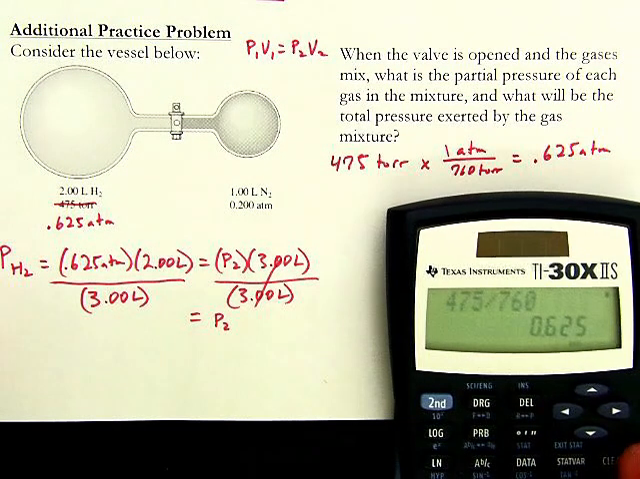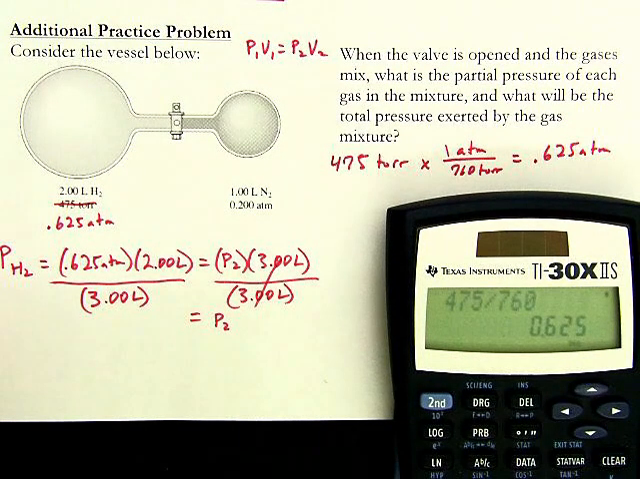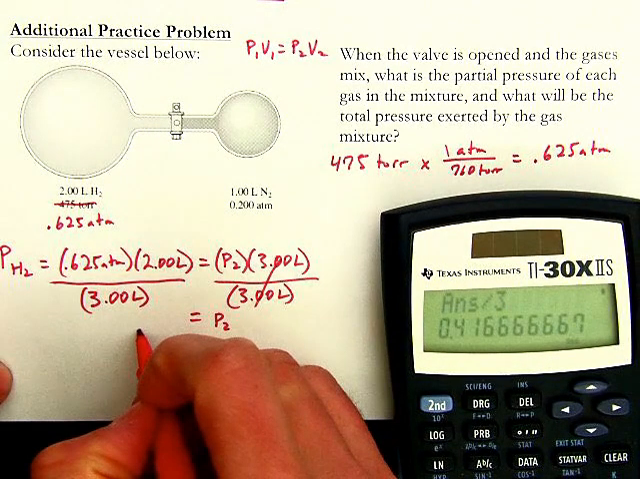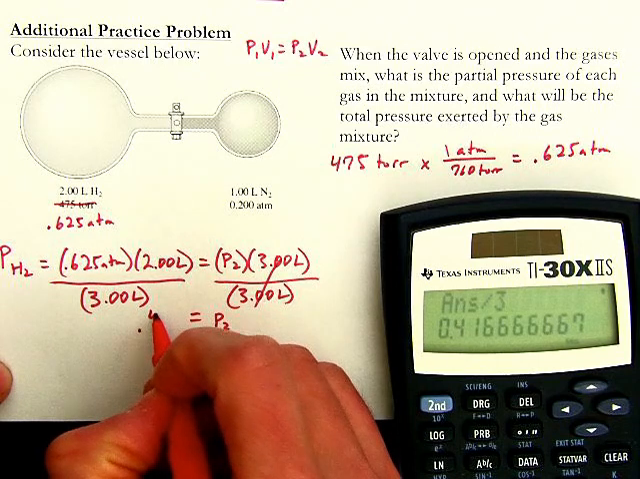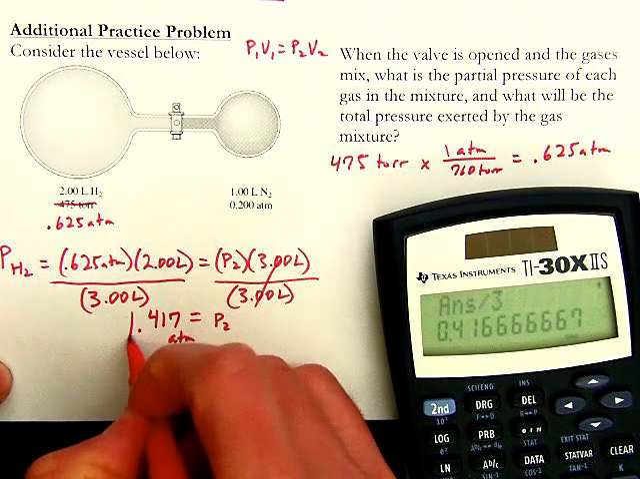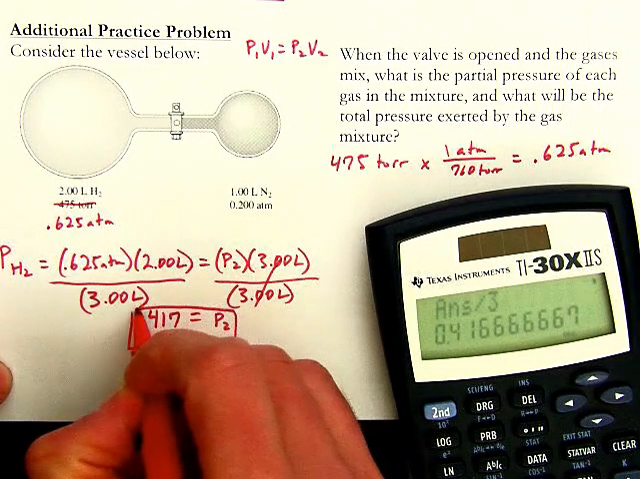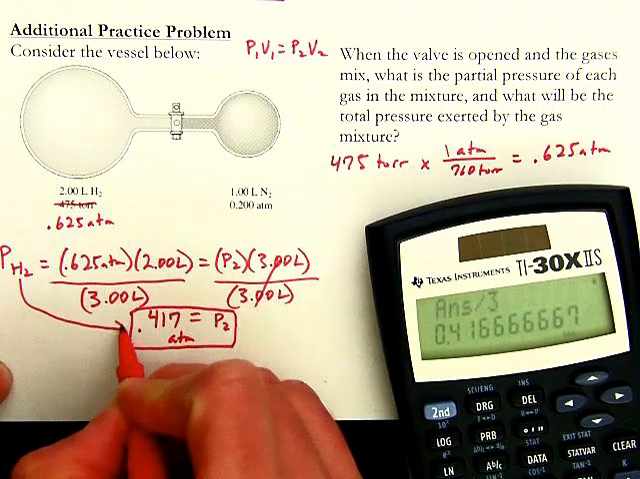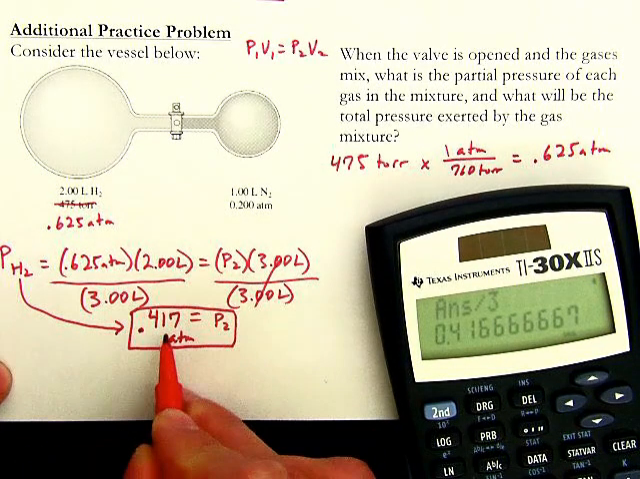So that's 0.625 times 2 divided by 3. That's 0.417 ATM. So this is the partial pressure of hydrogen when the valve is opened.